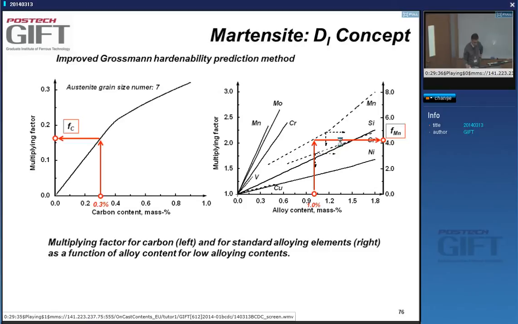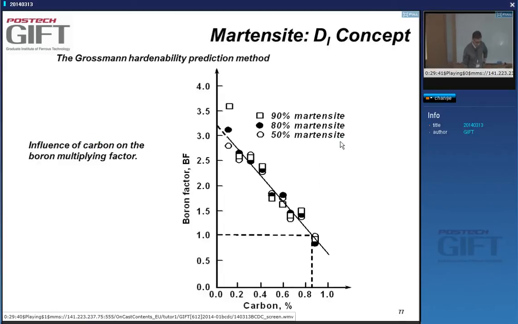Right. Okay. Another thing that's important is that there are interactions. Certain parameters are very sensitive to the presence of other elements, and one of them is the impact of carbon, for instance, on the boron. You know that boron is an extremely efficient hardenability element. It will allow you to make martensite by basically suppressing ferrite nucleation. However, if you have high amounts of carbon, you see that the multiplying factor for boron decreases. And if you are close to the pearlitic reaction, the boron effect is non-existent.